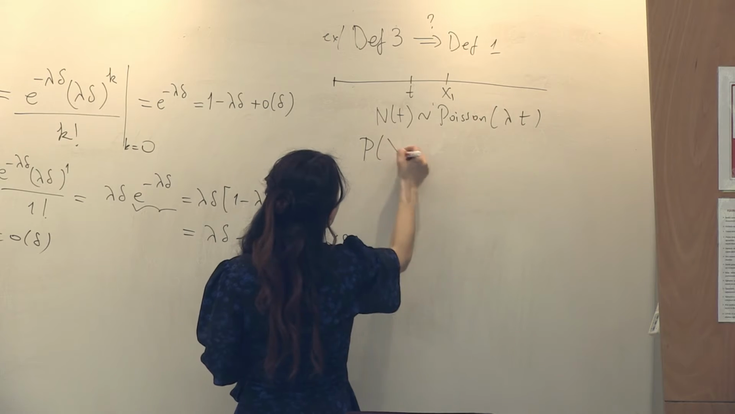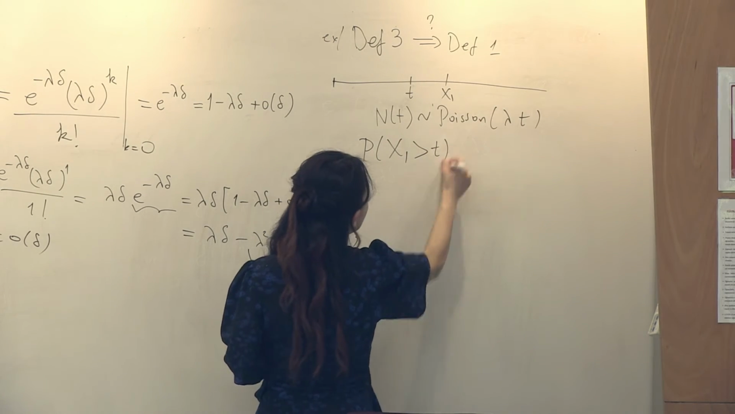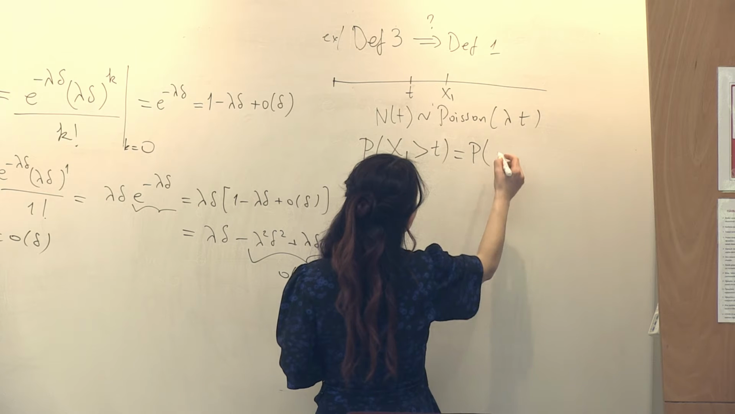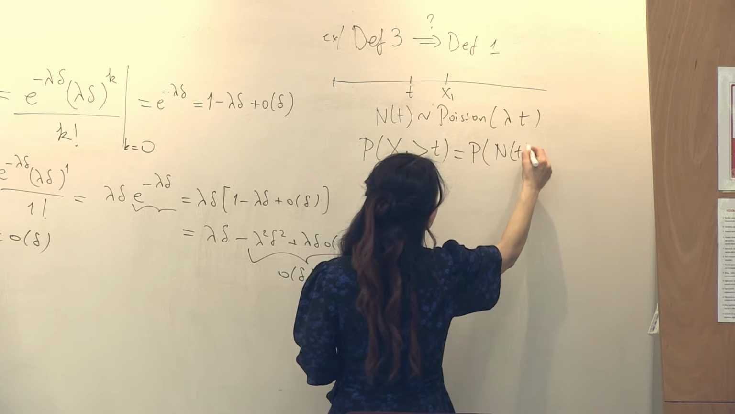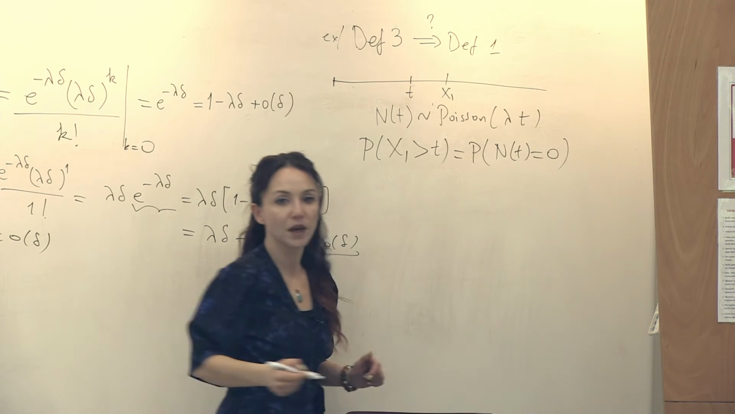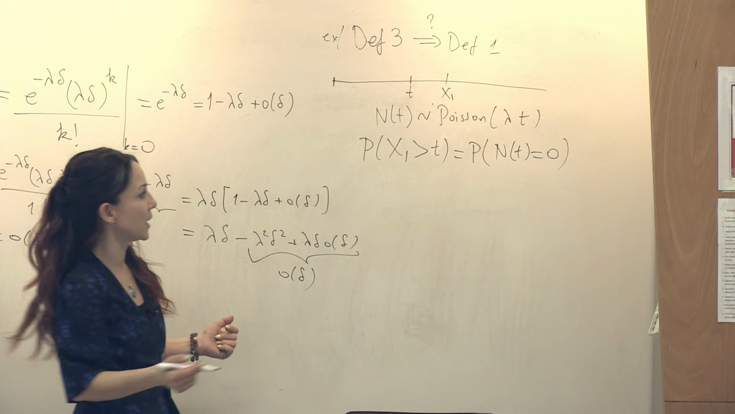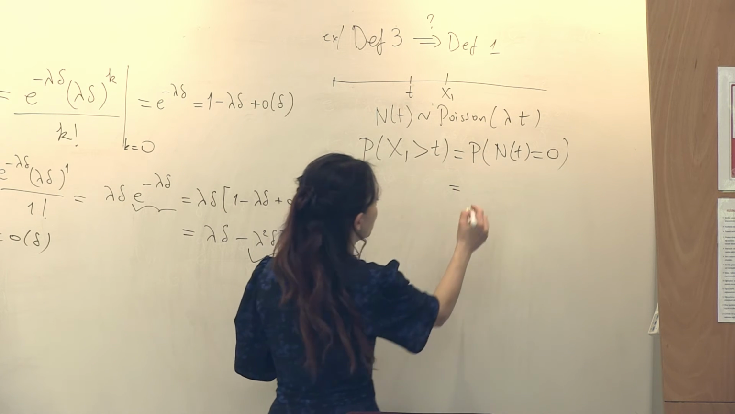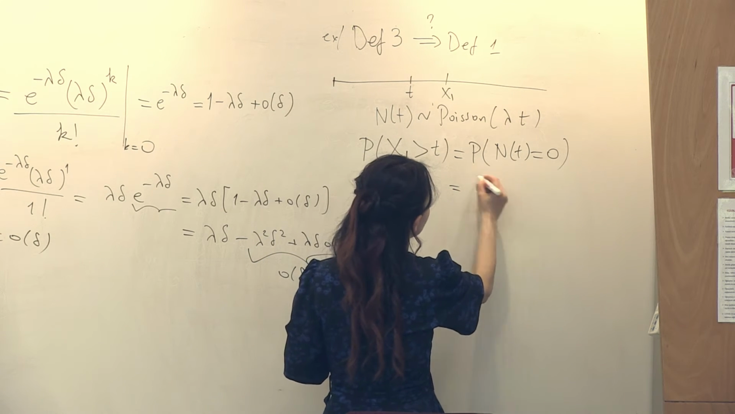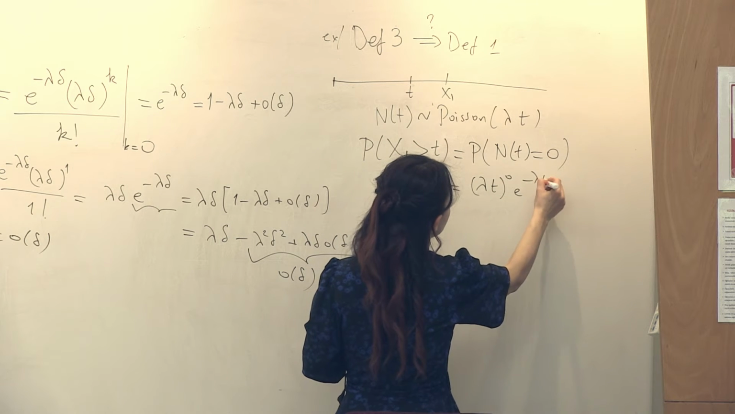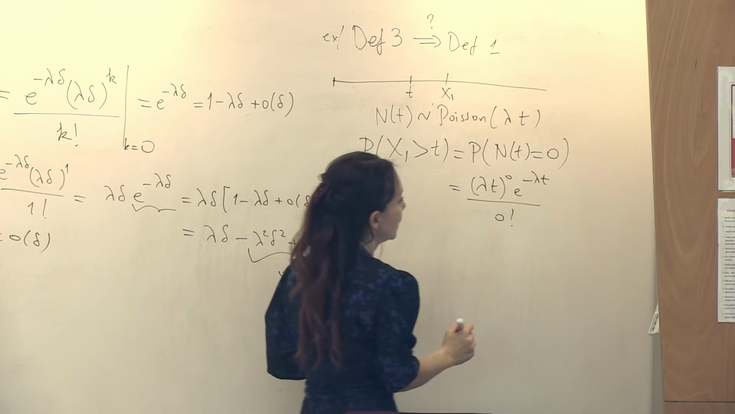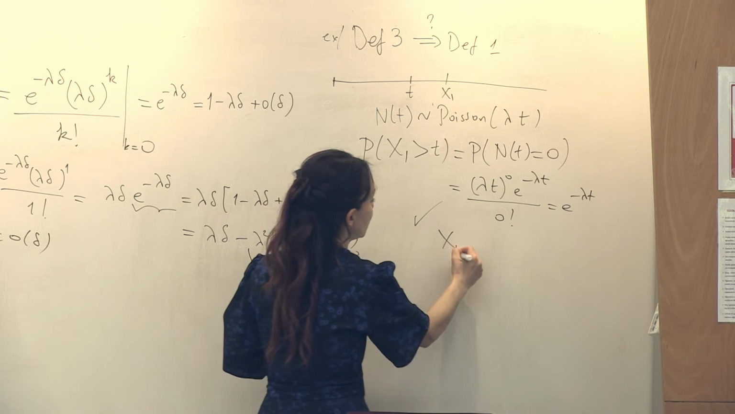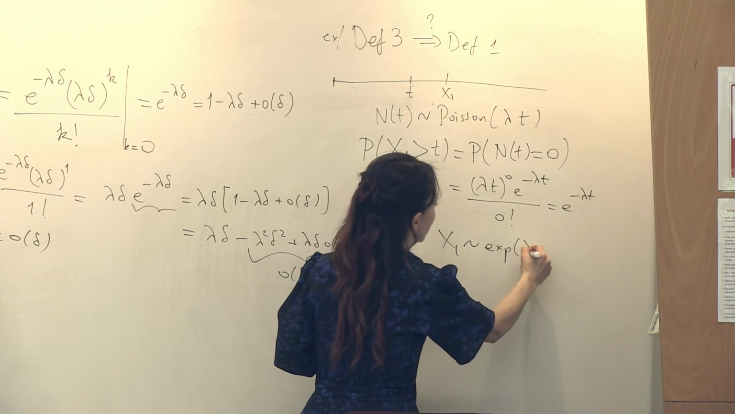And the probability that x1 is bigger than t is the same as the probability that N of t is equal to 0. You already know that. Same argument we used before. And now plug it into the Poisson PMF: lambda t to the 0, e to the minus lambda t over 0 factorial. And that gives us e to the minus lambda t. So done. So clearly x1 is exponential with rate lambda.